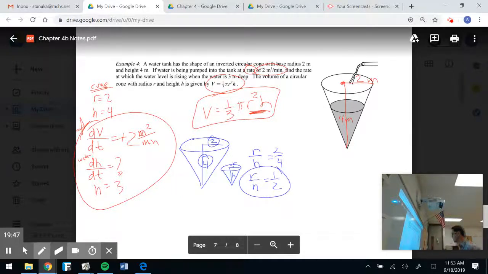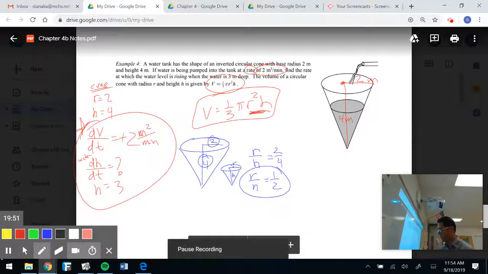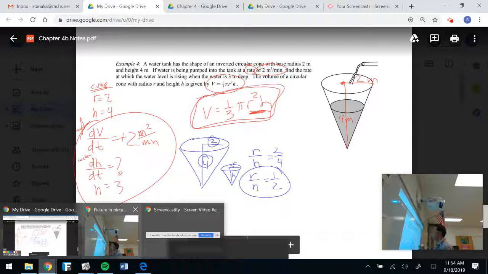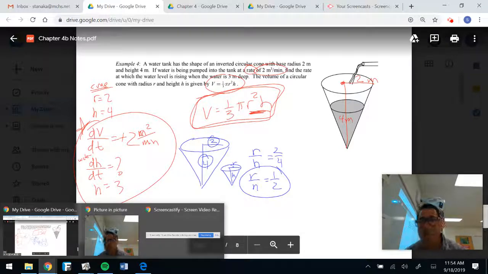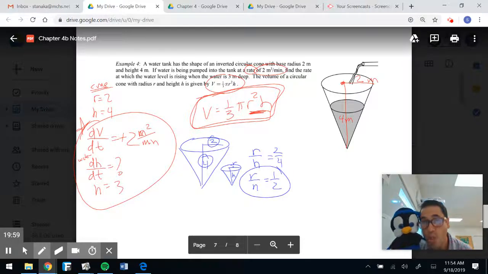Now the question is, do I want the equation up here in red to have all r's in it or all h's in it? Guess what? It's kind of a simple question. Look at what you're trying to find. What is the question asking, Holmes? The question is asking, what is dh/dt when h is 3? So if that's the case, that means I want that to all be h's.